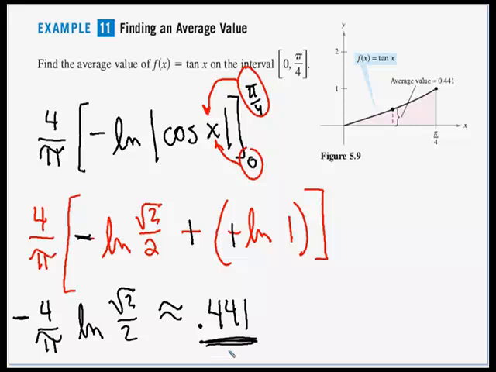And remember, that's our average value. That is where we would hit on the y-axis. Here would be 0.441. If we made this into a rectangle, that's a terrible line there. So if we were to just look at this rectangle I'm highlighting here with the black marker, the area of this black rectangle is exactly the same area as the area under the curve, or its average value.